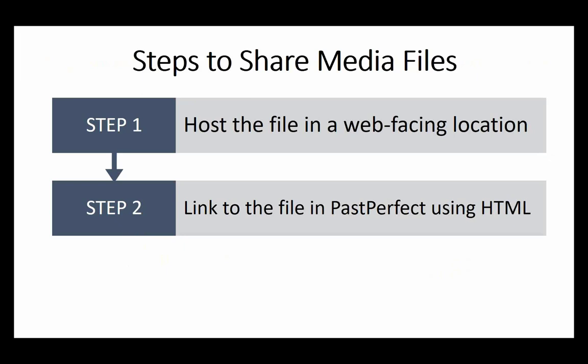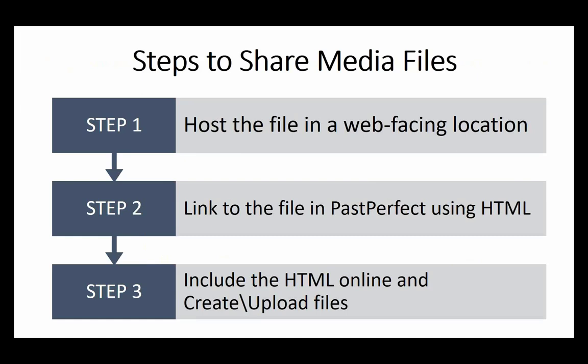And then the final step is to include that field with the HTML online and create and upload your files. Just like with any change you make that you want to appear on your PastPerfect Online site, you have to create and upload the files for those changes to go live. These 3 steps are the same regardless of what file type you're sharing. The most common file type that we see is PDF, usually transcripts or finding aids, but you can share most file types on your site. Video files and audio files are also really common along with those PDFs.